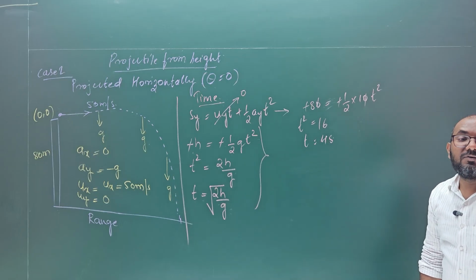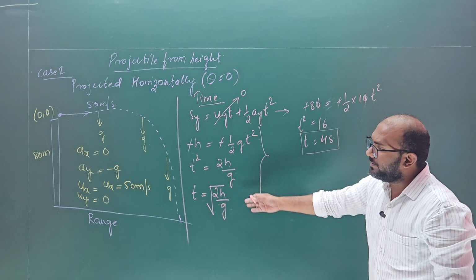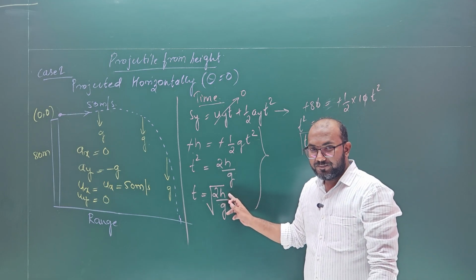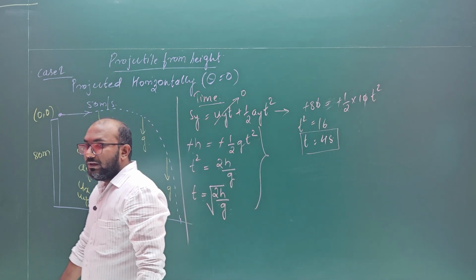4 seconds. So what is the time of flight here? 4 seconds. Substitute here also, what will you get? The same value. So 2 into 80, 160 upon 10, 16 under the root. Yes or no? Okay.